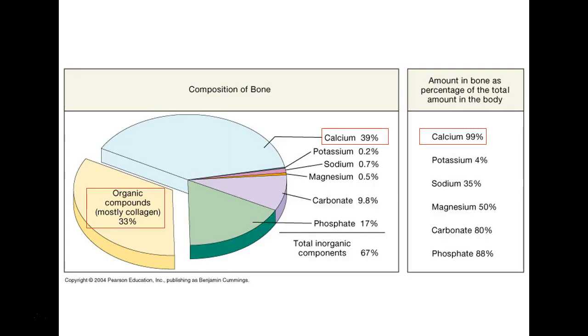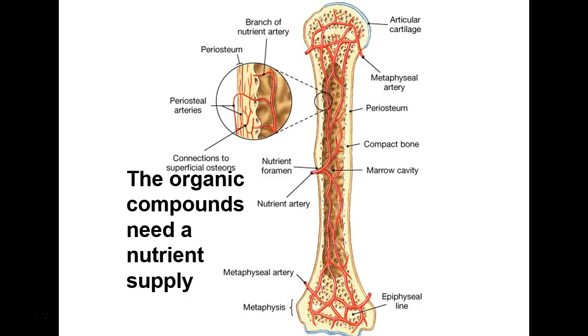I'm not going to put pie charts on the test, but this is just showing you the composition of bone, how much calcium, what percent's potassium, sodium, magnesium, carbonate, phosphate. These are all inorganic components they're talking about, whereas collagen, like organic is carbon-based, would be the organic component. So most of the bone is inorganic, but it does have this organic component. Not going to ask you percentages of any of these things, don't worry.